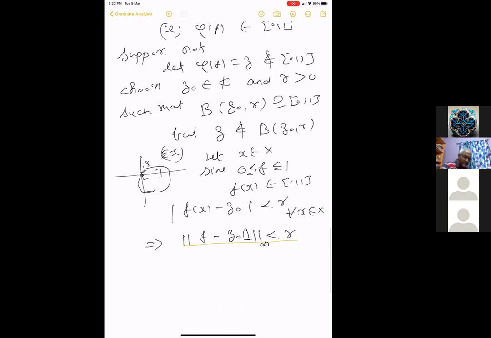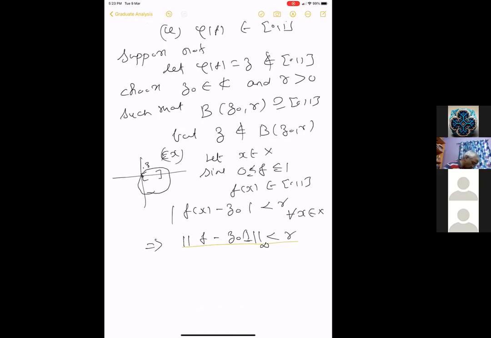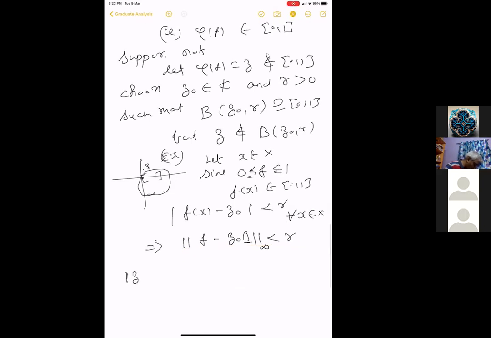Okay, now consider z minus z0. Since f is a function we have assumed to be between 0 and 1, for any x, f of x should be in the interval [0, 1]. Since [0, 1] is contained in that ball, each f of x satisfies this inequality, and since that is true for all x, the supremum over x is also smaller than r, so we got this.